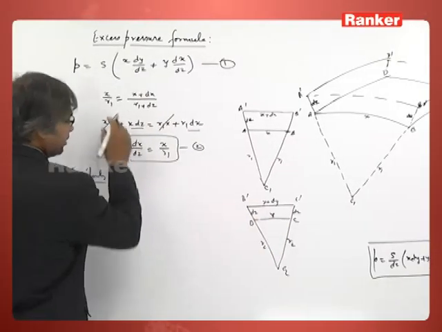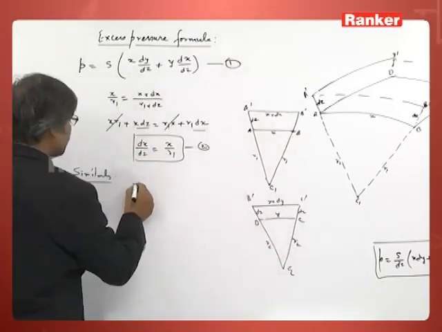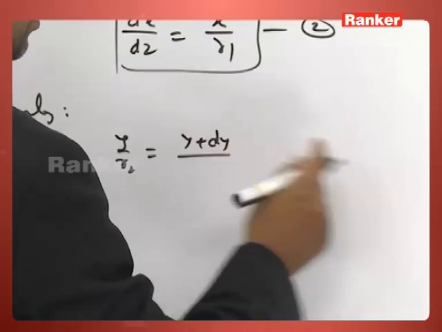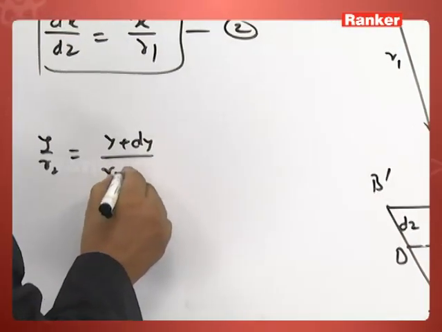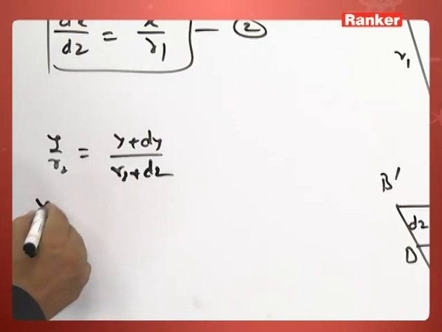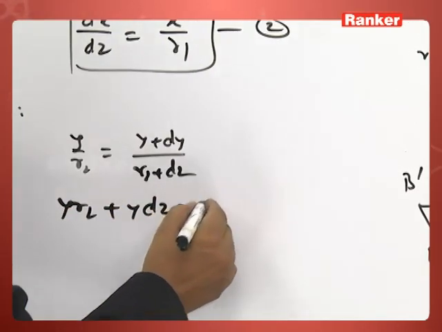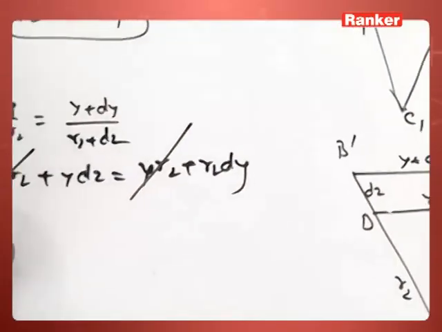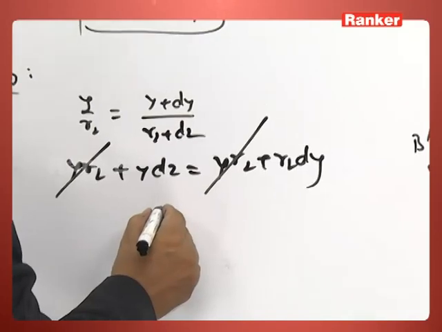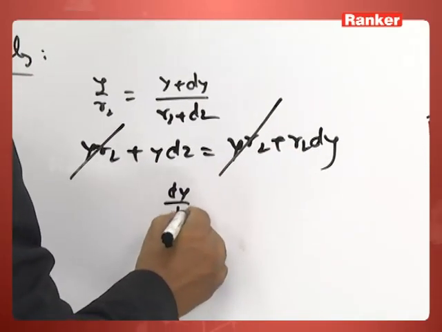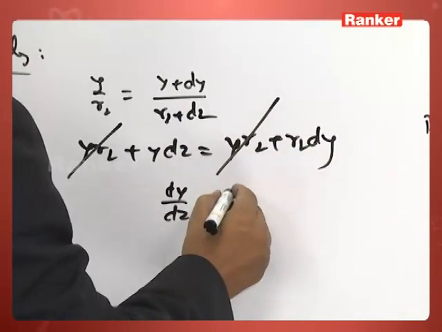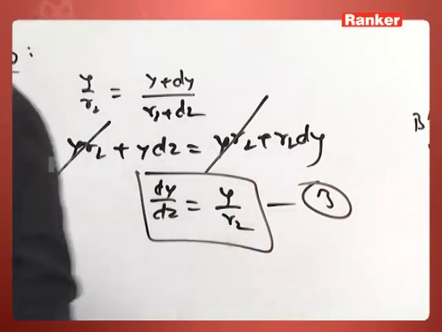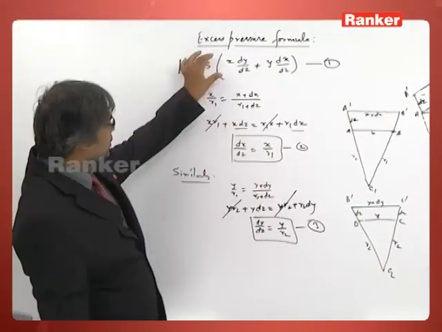So we will write y by R2 is equal to (y plus dy) by (R2 plus dz). Now cross multiply: y R2 plus y dz is equal to y R2 plus R2 dy. The y R2 cancels, so we have dy by dz is y by R2. So this is number 3. Now we will substitute this here.